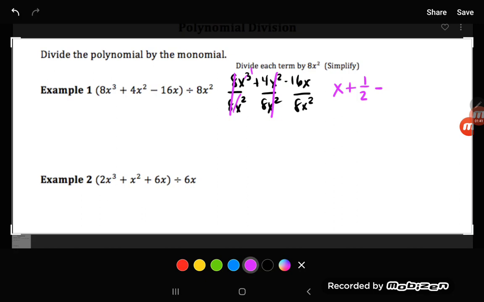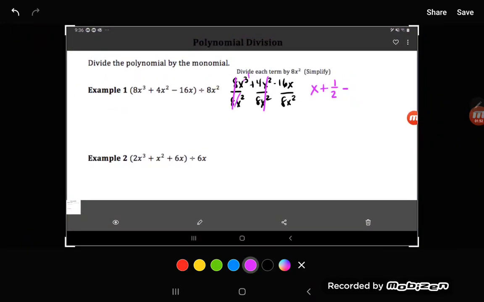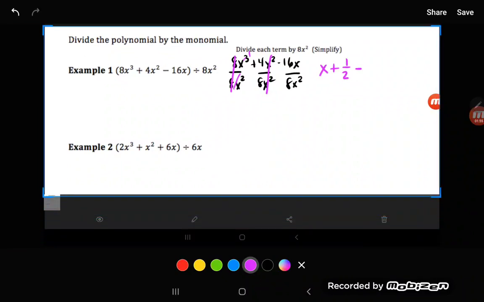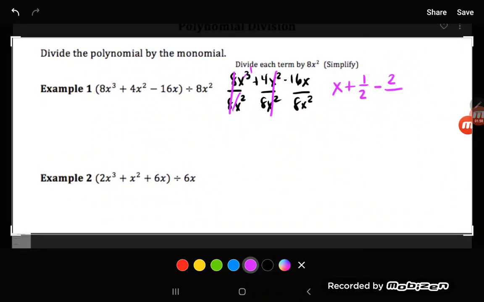Let's look at those last set of terms. I have 16x divided by 8x squared. So 16 divided by 8, I know that that's 2. So I'm going to write a 2 on the top. And then I'm going to look at my x terms. I have an x on the top and I have 2 x's on the bottom. So I can only cancel one of these x's, and on the bottom I'm left with 1x. My final answer is x plus 1/2 minus 2 over x.